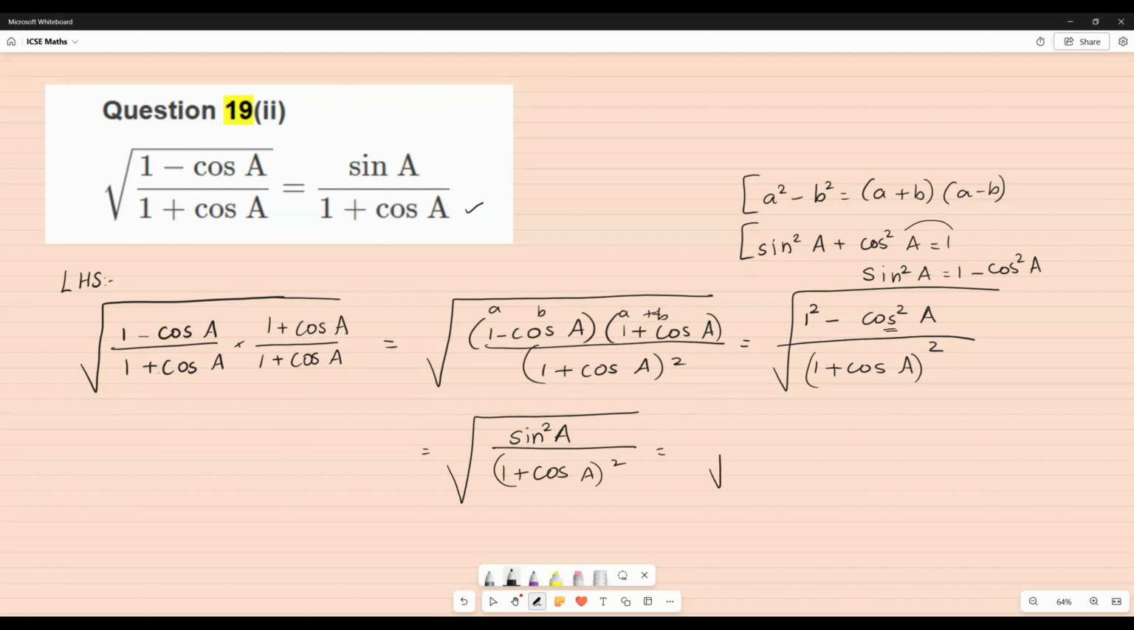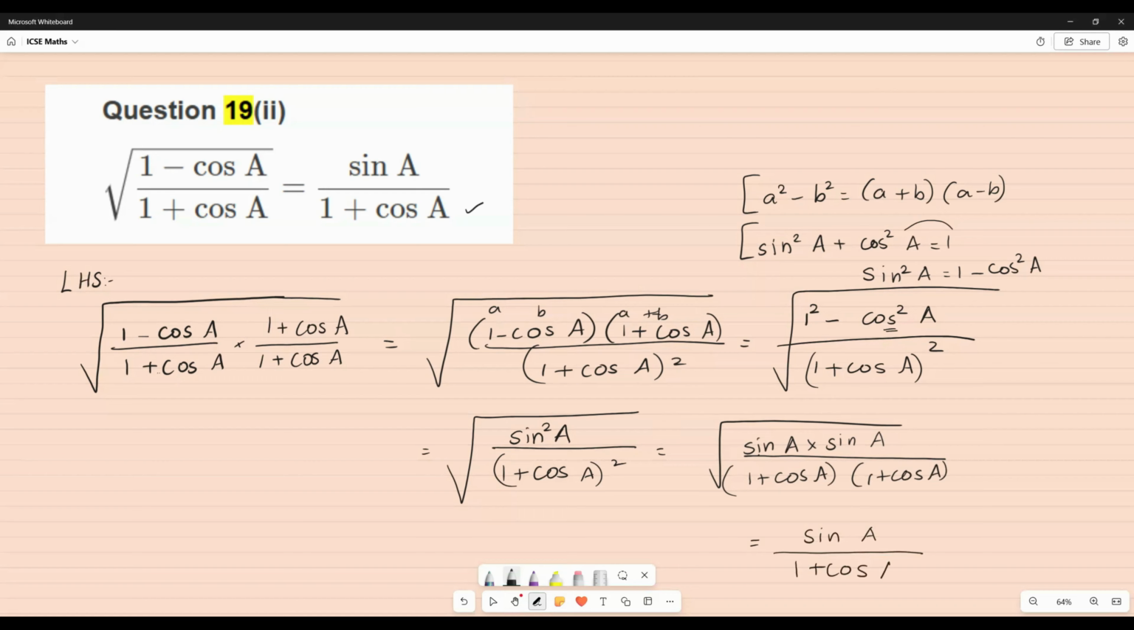How can I write this again? Sin A into sin A. Square root means the same number twice, so we can take one outside. So 1 plus cos A into 1 plus cos A, and in the numerator sin A comes twice, so I can take one out, giving sin A by 1 plus cos A. That is equal to RHS. So hence proved. Hope you understood, students.